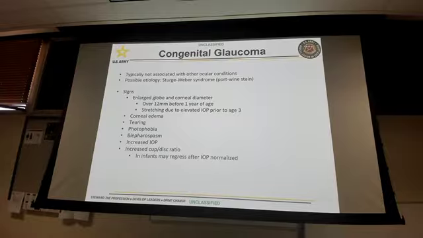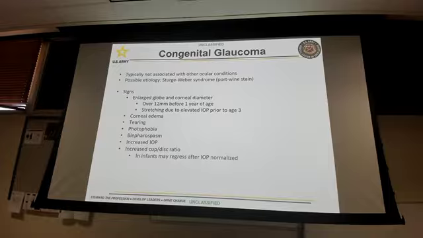These are in our little kids, right? It's not associated with other ocular conditions. It is usually seen with Sturge-Weber syndrome. And Sturge-Weber is a rare neurological condition that causes abnormal blood vessel development. And a lot of times you'll see they'll have this very particular birthmark called a port wine stain.